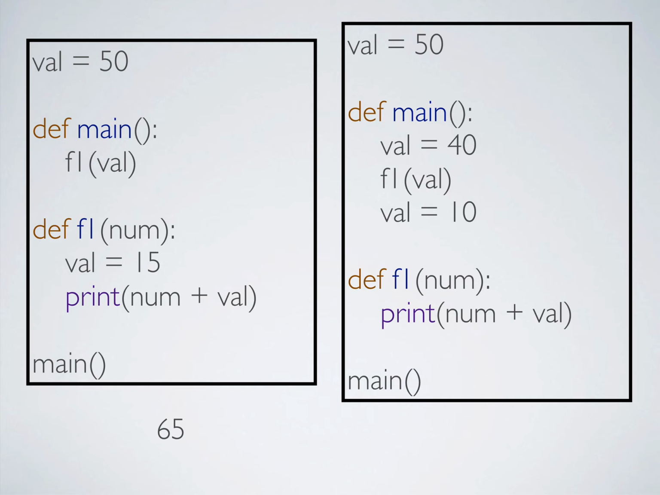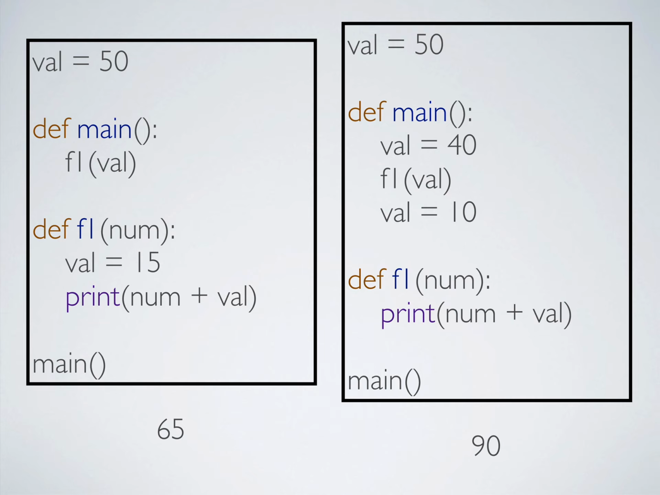Running through the second one here, you should get 90. So again, we have a global variable val, a main function definition, a function definition for f1, then we have a call to main. So when we call main, first line of code in main says val is now 40. Alright, so val is a local variable. So now when I call f1 with the argument val, that argument now is going to be 40, not 50, because remember, variable scope, you look locally, then you look globally. And since val does have a local value, 40, we're going to use that value.